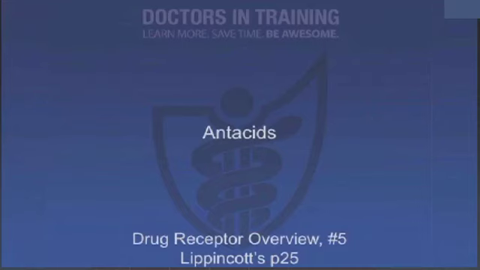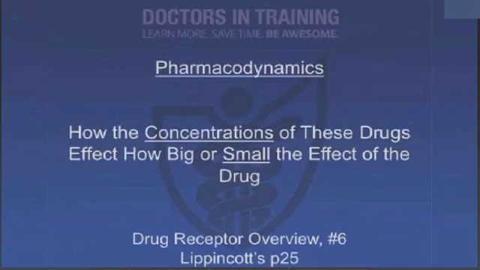Not all drugs use receptors. The example that is given in Lippincott is antacids, such as Tums. These are chemically going to neutralize excess stomach acid. But most drugs do use some type of receptor. And then toward the end of this lecture, we're also going to touch on a topic called pharmacodynamics, which deals with how the concentrations of these drugs affect how big or how small the effect of the drug is.